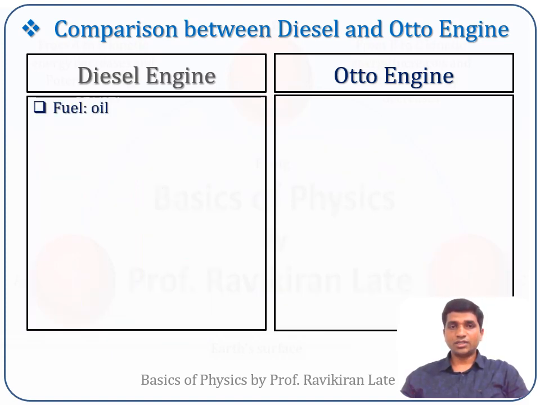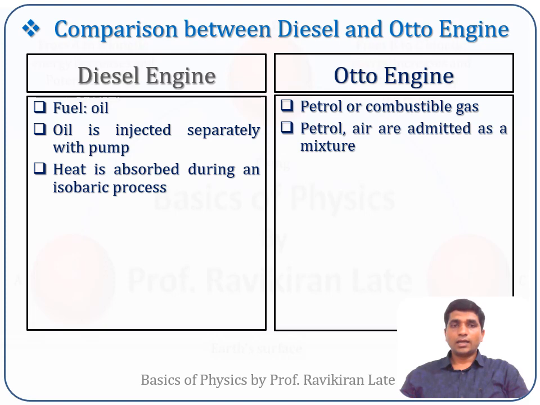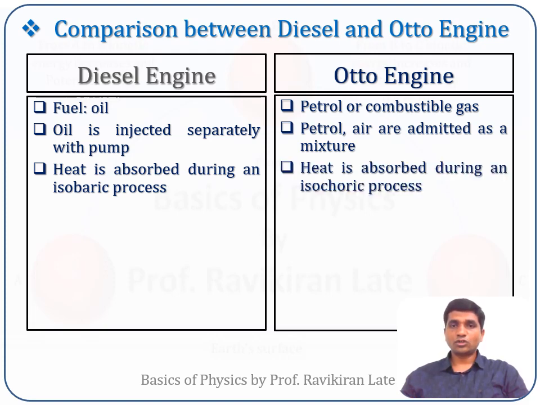Further, if you want to consider the differences, in case of diesel engine, oil is the fuel. In case of petrol or auto engine, petrol or combustion gas is the fuel. Oil is injected separately with the help of a pump in case of a diesel engine, whereas in case of a petrol engine, you don't require any kind of injecting pump assembly like this. In case of a diesel engine, heat is absorbed during an isobaric process. In case of an auto engine, heat is absorbed during an isochoric process. So that is the difference.